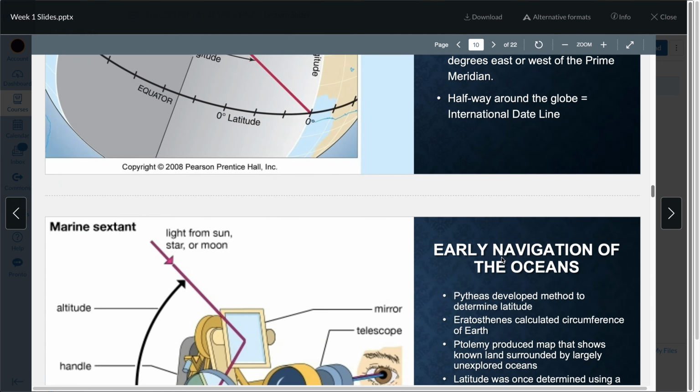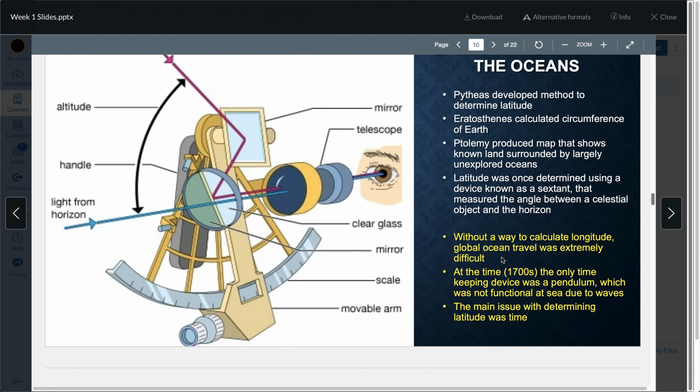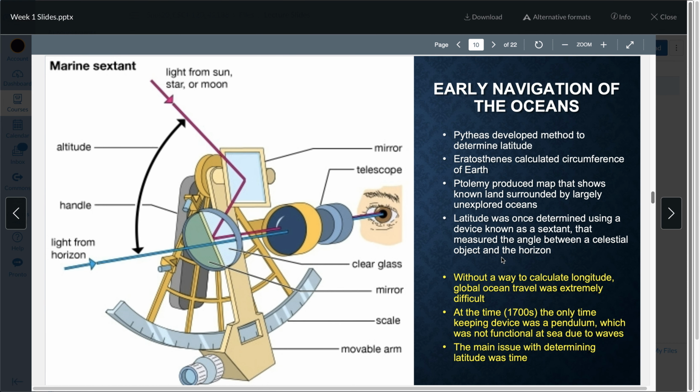With longitude, the problem was that sailors needed to know the time at their origin and also the current time on the boat in order to calculate the longitude. And at that time, in the 1700s, the only timekeeping device they had was a pendulum. So what happens when you go out into the ocean with a pendulum? The waves are bouncing around. You don't know what time it is, right? And they need to know the time at the origin location as well. So that was the main issue, that they needed a solid timekeeping device.